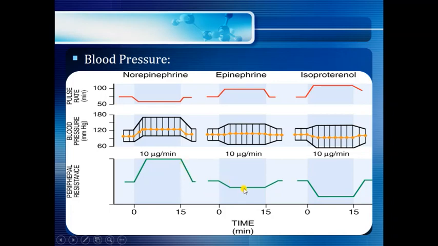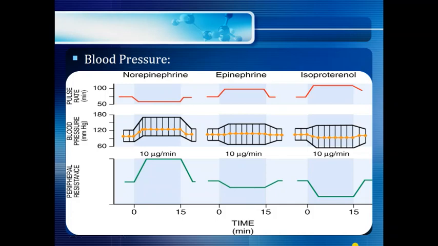Here the fall in blood pressure or peripheral resistance is mainly because of the beta-2 receptor. This beta-2 action is missing here and there will be increase in the peripheral vascular resistance. Pulse rate will be stabilized or a little bit lower because of the reflex bradycardia.